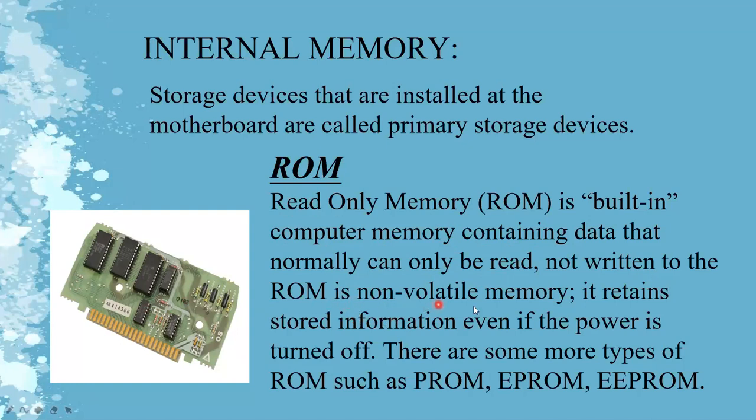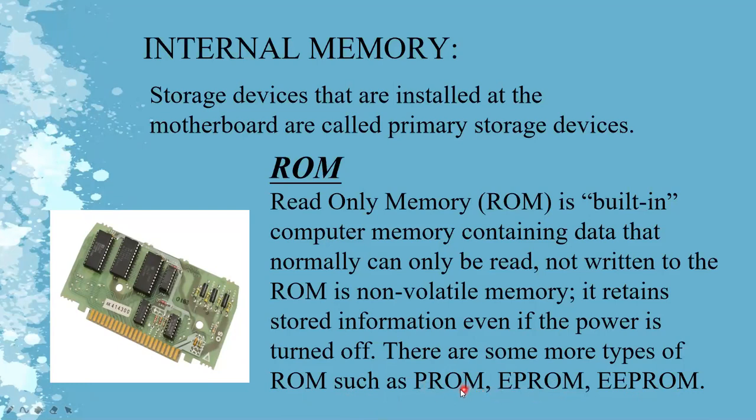ROM is non-volatile memory, that is, it is not affected by the electric current. It retains the stored information if the power is turned off. If the power is turned off, it does not lose its information, its data. And there are some more types of ROM: programmable ROM, erasable programmable ROM, electrically erasable programmable ROM. These are the types of ROM, right?